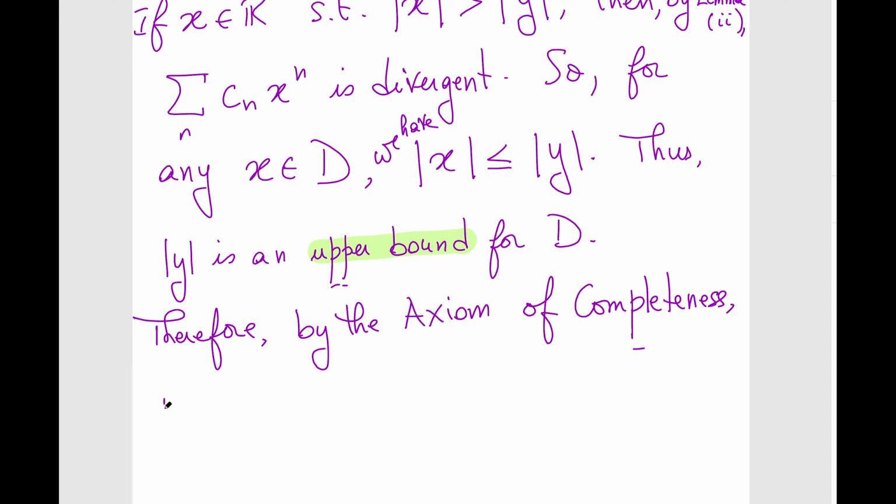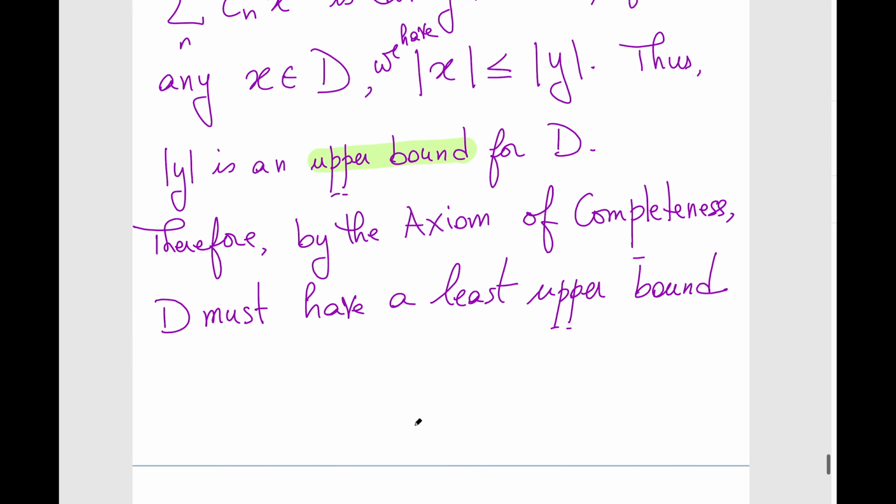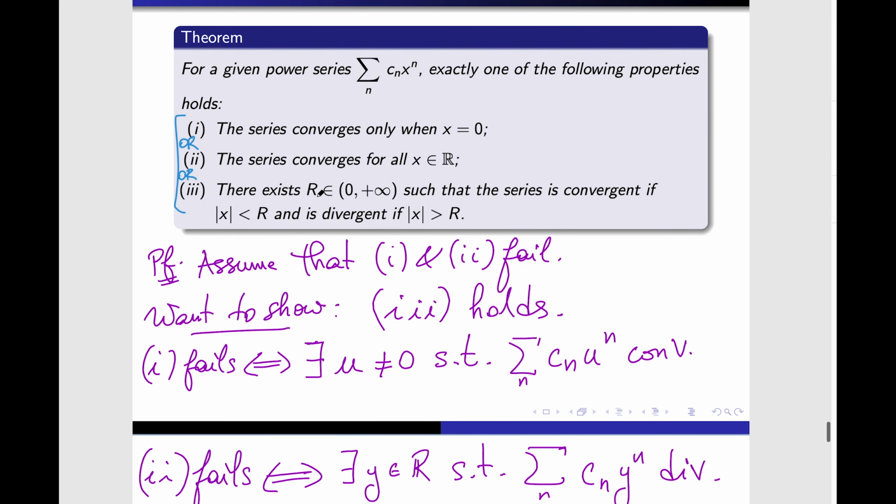therefore D must have an upper bound, and that upper bound must have a least upper bound. So it must be the smallest among all of the upper bounds. Okay, that's what I mean. The least upper bound. Let's give it a name. Say R. I called it R because that's the R that I want, actually. Remember in the conclusion of the theorem? That's the R I want.